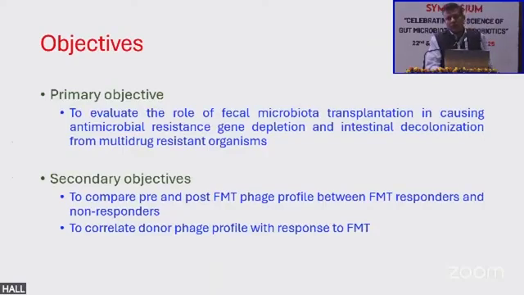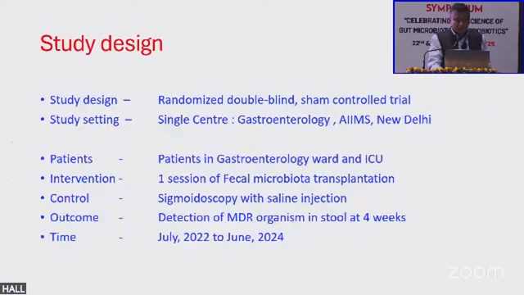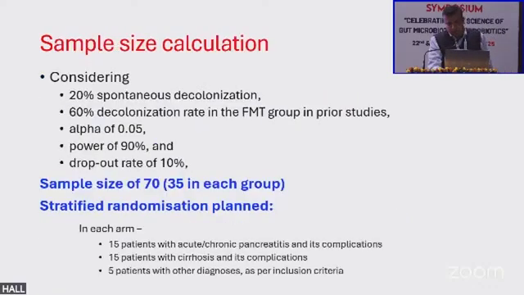Secondary objective was to look at what happens to the phage profile changes pre and post FMT, and also to look at donor engraftment. It was a randomized double-blind sham-controlled trial, in patients who were in the gastroenterology ward and ICU. They were randomized to one session of FMT, or the other arm, which was the control arm, was sigmoidoscopy with saline injection. Detection of MDR organisms in stool was done at 4 weeks. Sample size was around 70, which makes it probably one of the largest RCTs done on FMT for AMR at present.